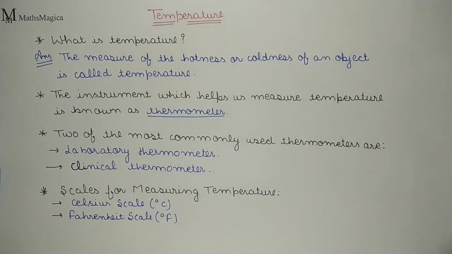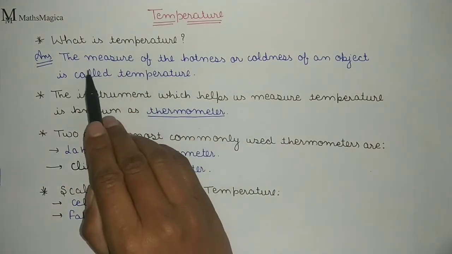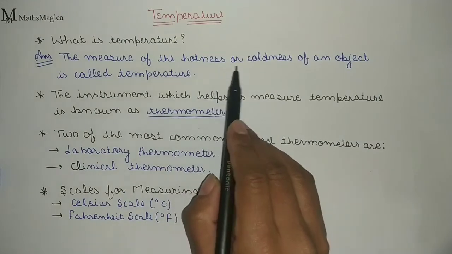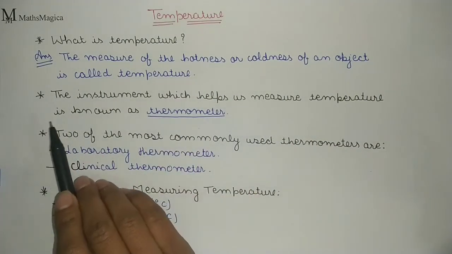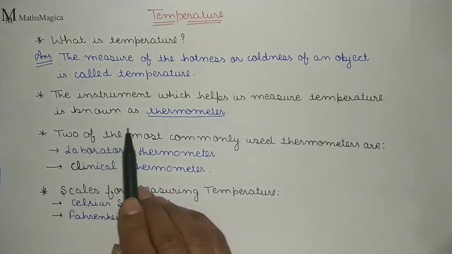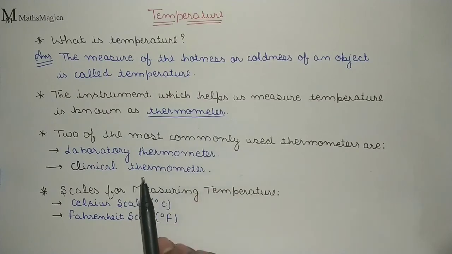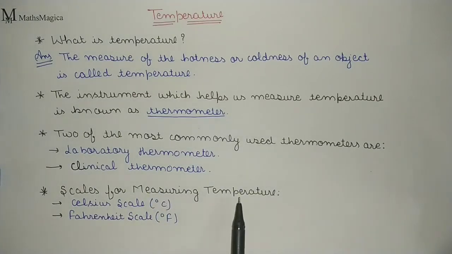Today we will discuss temperature. What is temperature? The measure of the hotness or coldness of an object is called temperature. The instrument which helps us measure temperature is known as a thermometer. There are two types of thermometer: laboratory thermometer and clinical thermometer. The scales for measuring temperature are the Celsius scale and the Fahrenheit scale.